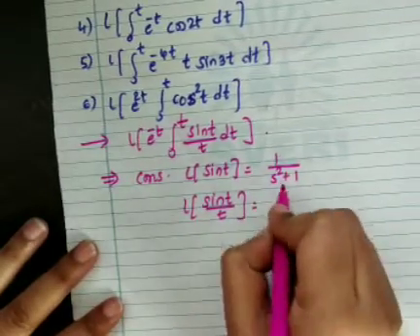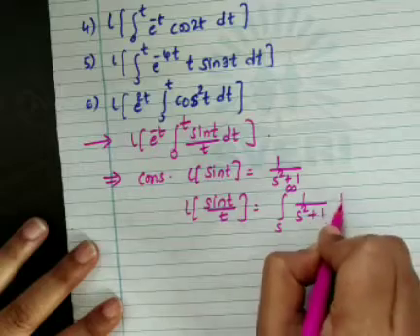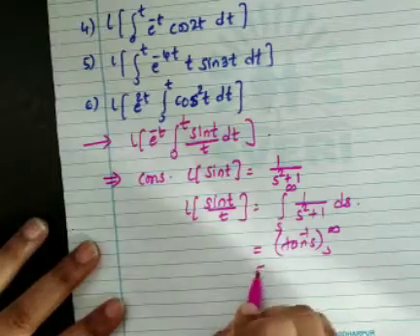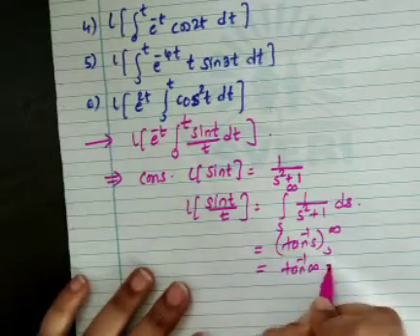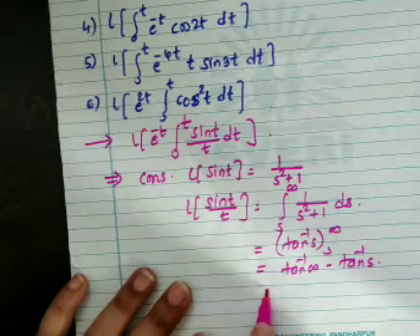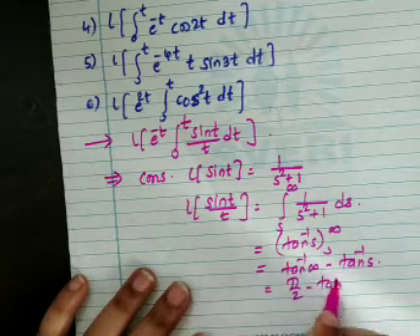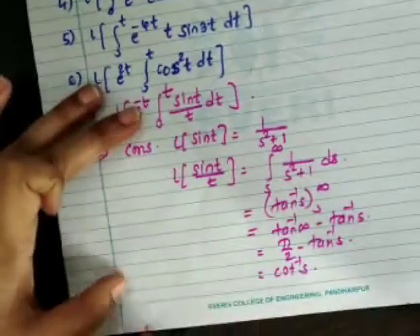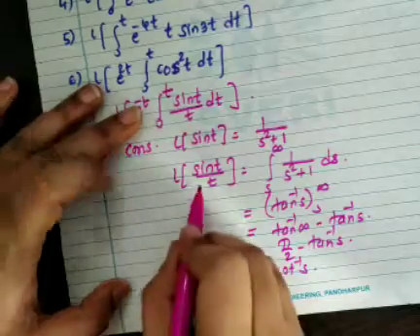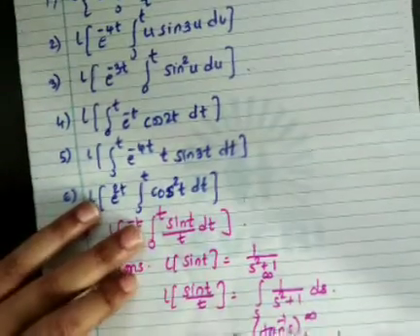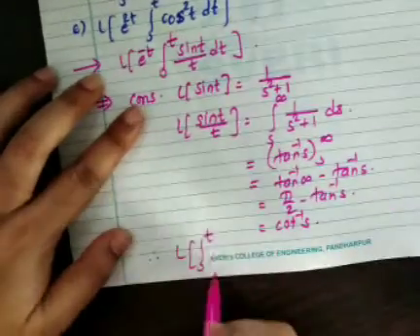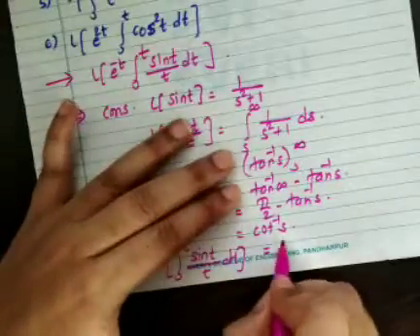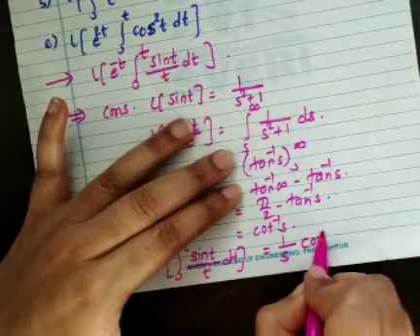Upon t means integration from s to infinity, 1 upon s square plus 1 ds. That is tan inverse s from s to infinity, tan inverse infinity minus tan inverse s. Tan inverse infinity is pi by 2 minus tan inverse s, that is equal to cot inverse s. Then on this we need integration from 0 to t, that is integration 0 to t sin t upon t dt will be 1 upon s into cot inverse s.